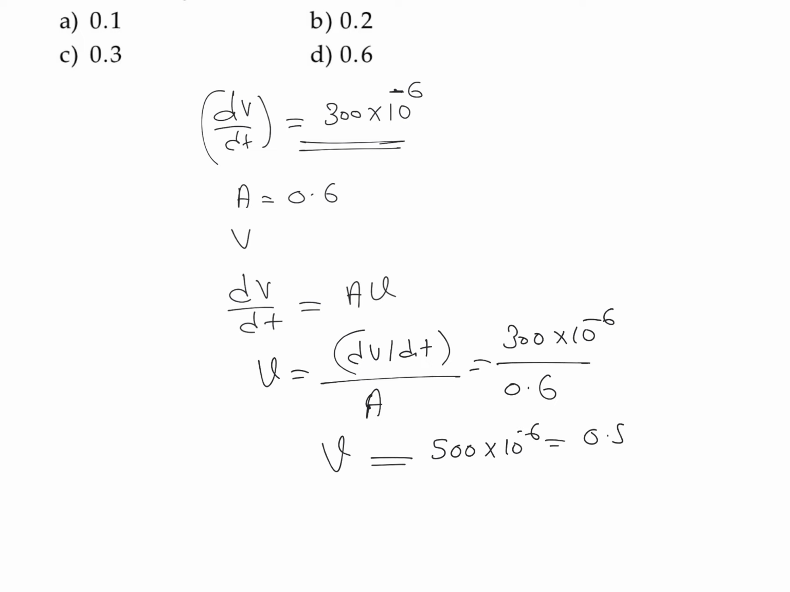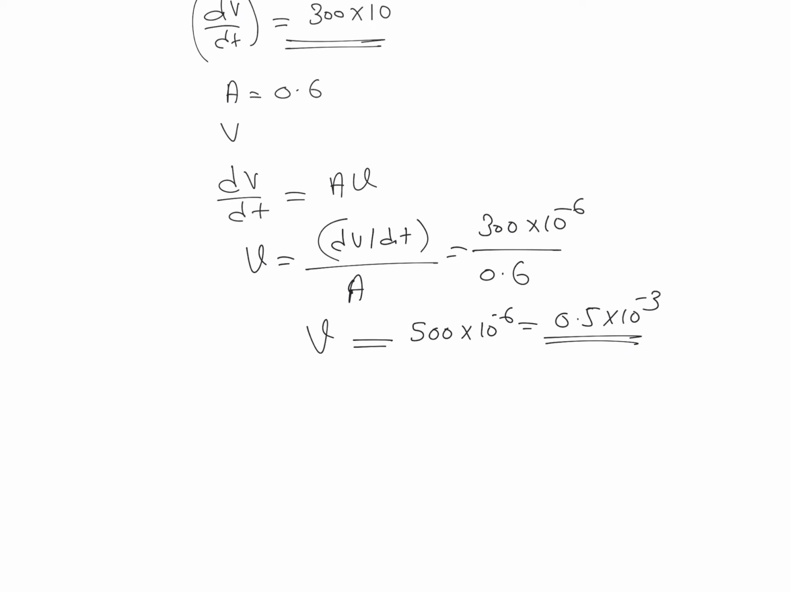or you can take it as 0.5 into 10 raised to minus 3, where 10 raised to minus 3 we can take as milli. So this much meter per second, but the answer is given in millimeter, so we can write 0.5 millimeter per second.